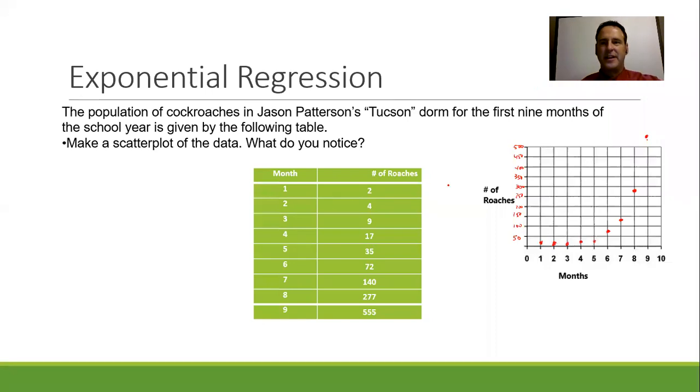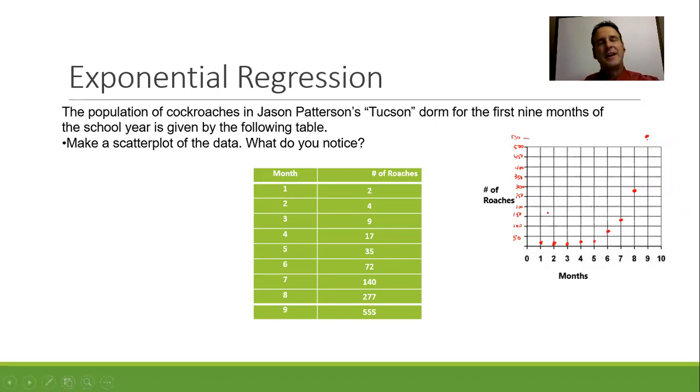Okay, so here's what I did. I counted by 50s, and I know I didn't get quite to 555. For example, 500 is up here, but if I go one more bar, that's 550. And so I put my last point up close to that area.